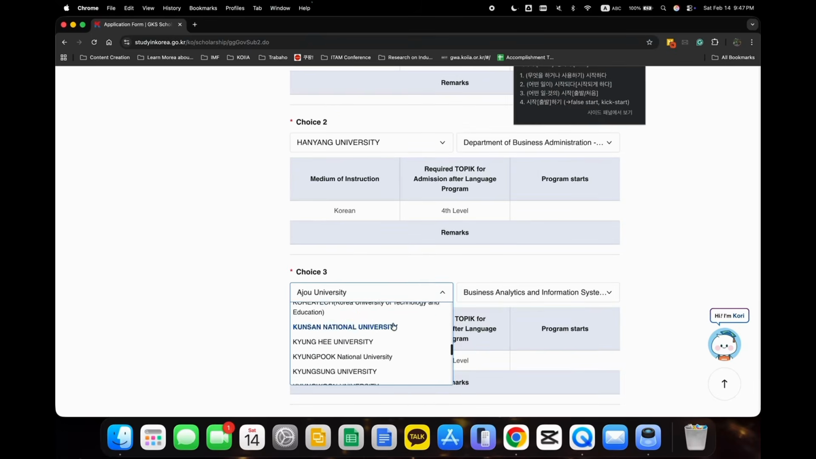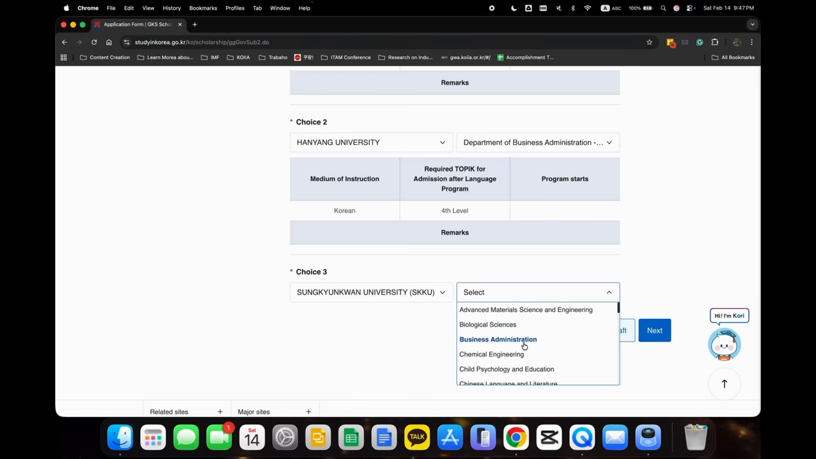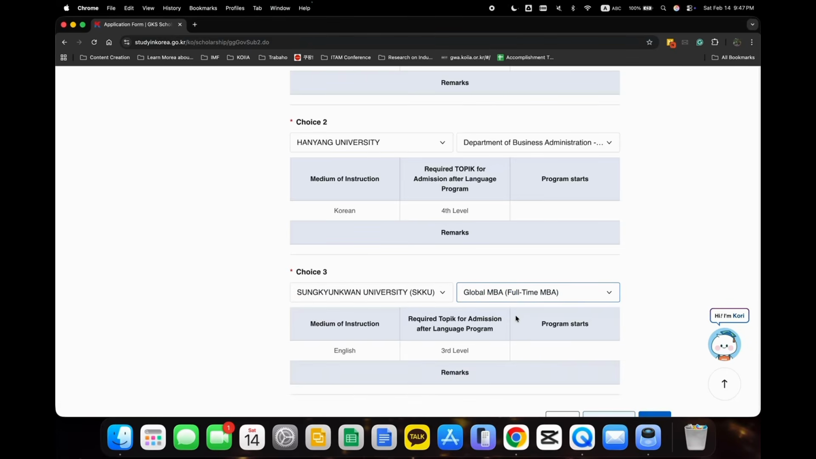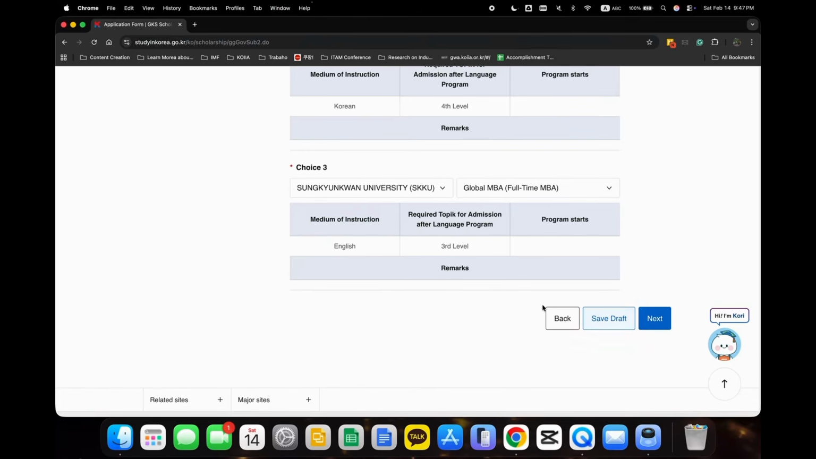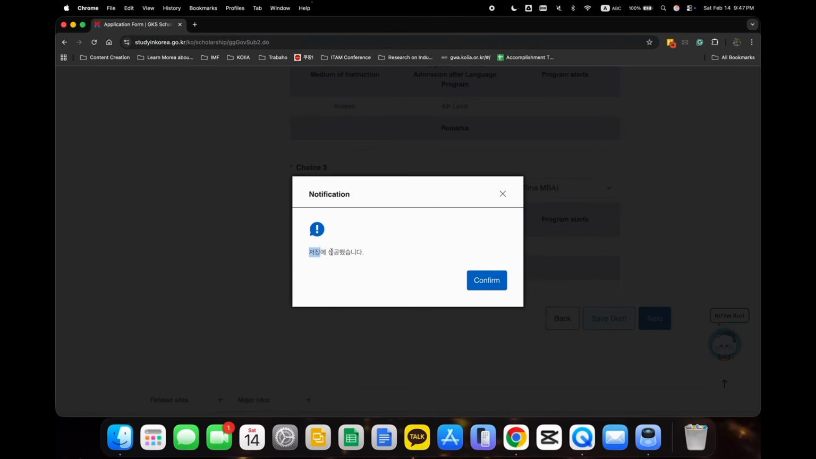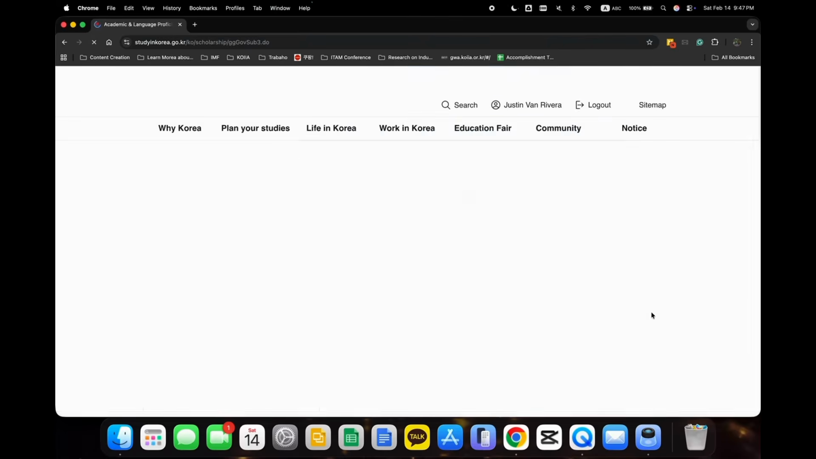For Hanning University Department of Business Administration, level 4 is required for admission, not just level 3. I'll try to share with you Sungkyunkwan University, one of the best universities for business, specifically this program, Global MBA. So medium of instruction is English, and the required level is still level 3. Always save a draft. Once this appears, it means your draft is saved. Just continue and go to the next.